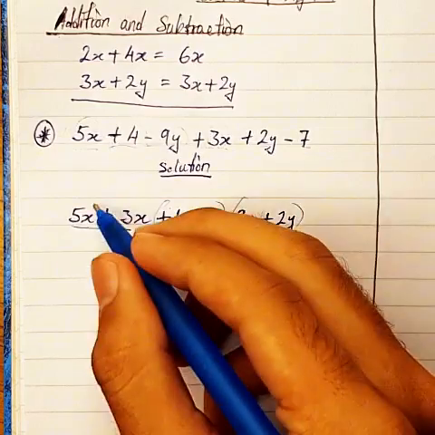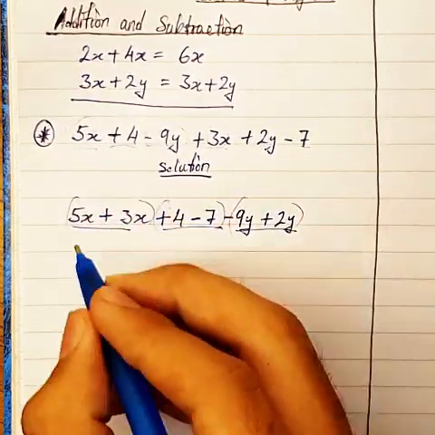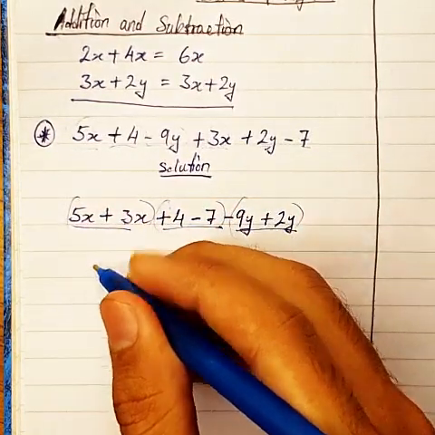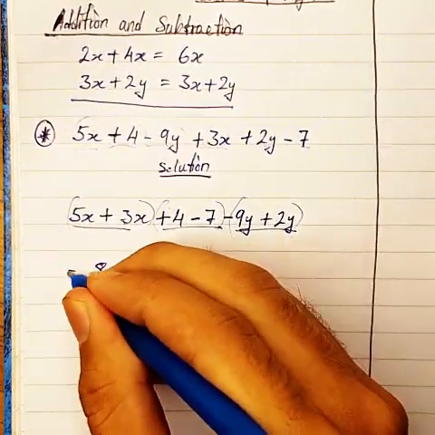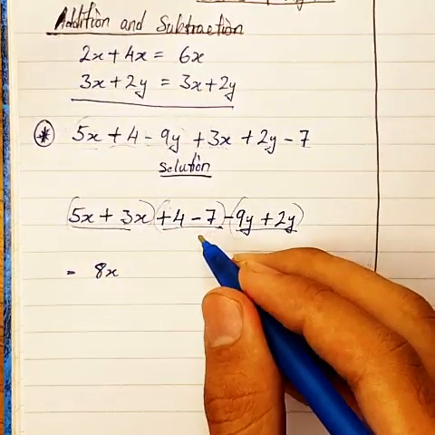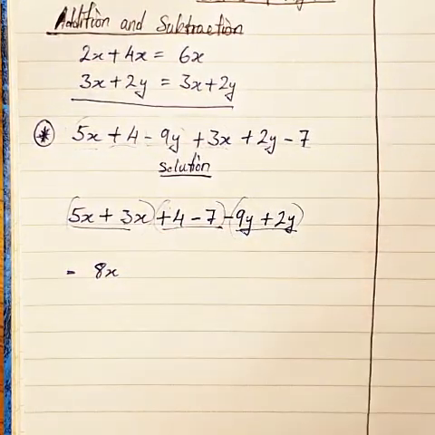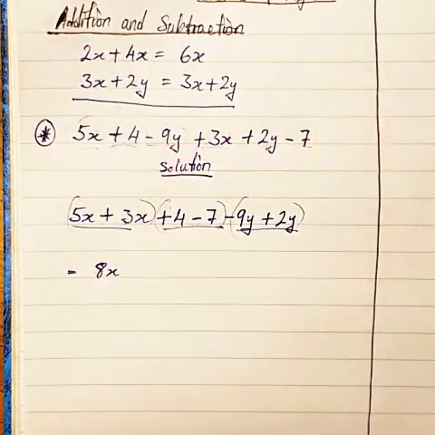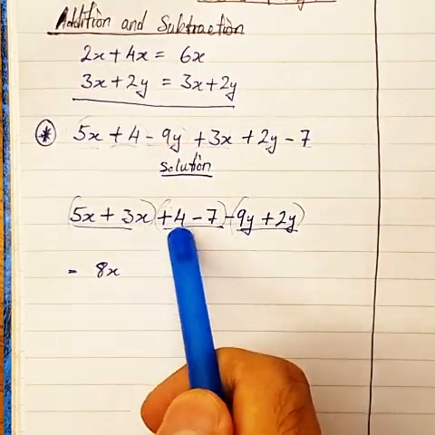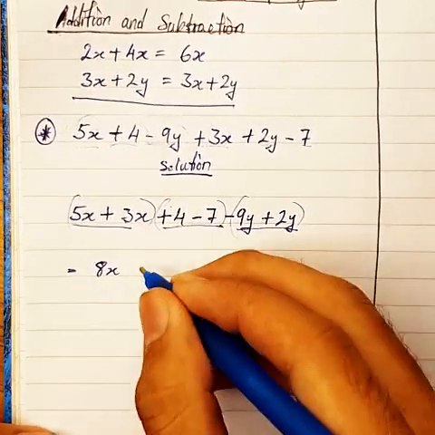You see this? We bring them together. So now we do them. 5x plus 3x gives us 8x. And plus 4 minus 7 gives us minus 3. You can use your calculator. You don't need to strain and use your fingers to calculate this one. Within a university, a calculator is allowed to be used. You just type plus 4 minus 7. It will give you the answer minus 3.